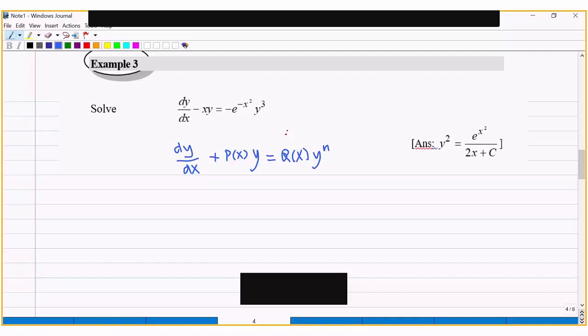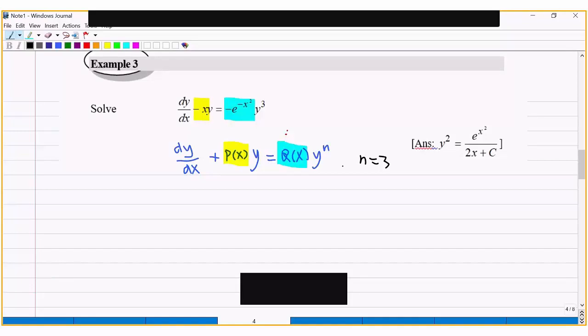Why? Because you have minus x as your p(x) now, and minus e to the power x squared is your q(x). What is n now? n is equal to 3. So this is a Bernoulli equation, where n, the degree, is equal to 3.